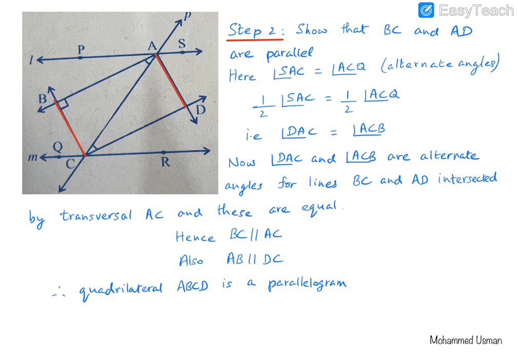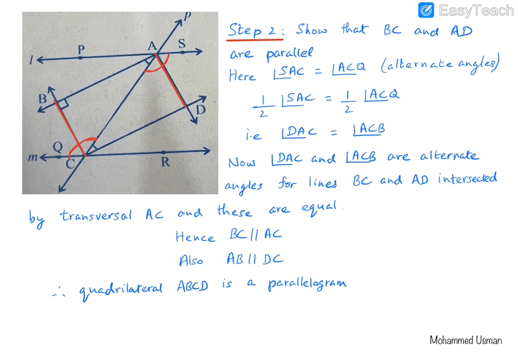For this again, we notice that since the lines L and M are parallel cut by the transversal P, the angle SAC is going to be equal to the angle ACQ. SAC is this angle over here, and it is equal to the angle ACQ, which is this angle over here. So these two angles are the same. If these two angles are the same, then half of those angles must also be the same. So half of SAC must be equal to half of ACQ.